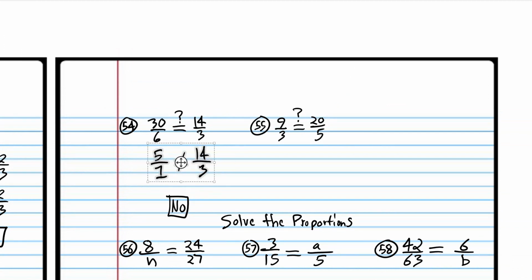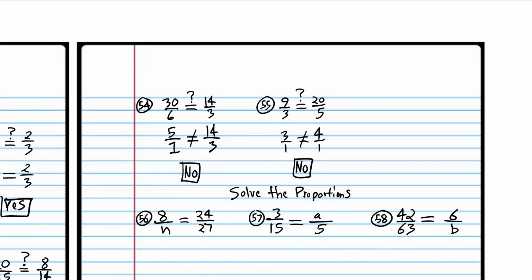All right, we're back. So 9 divided by 3 is 3 over 1. 20 divided by 5 is 4 over 1. And of course, that just means 3 is equal to 4, which is not correct. So no, the proportion is not true. So if you got that answer, good job.